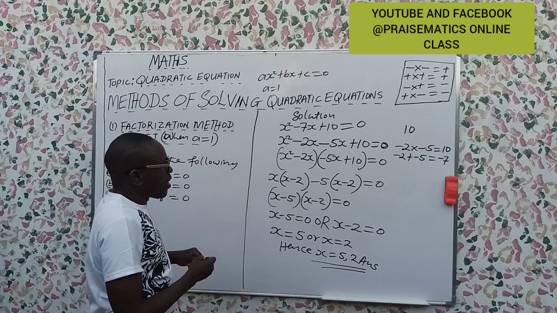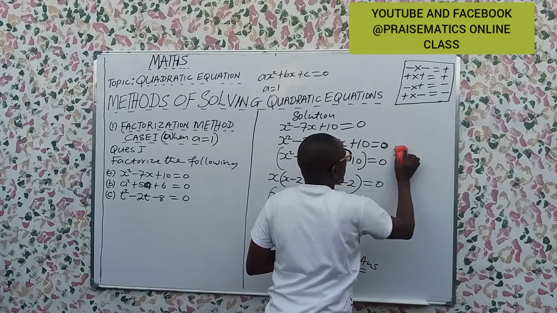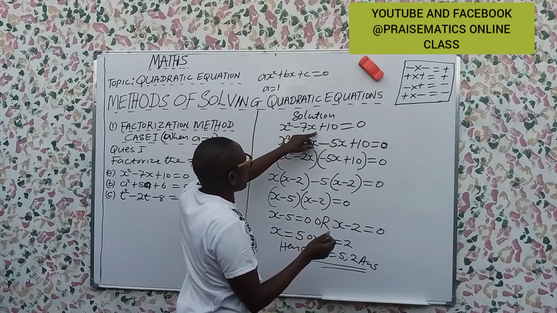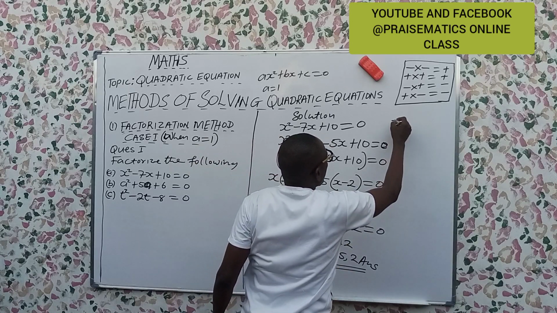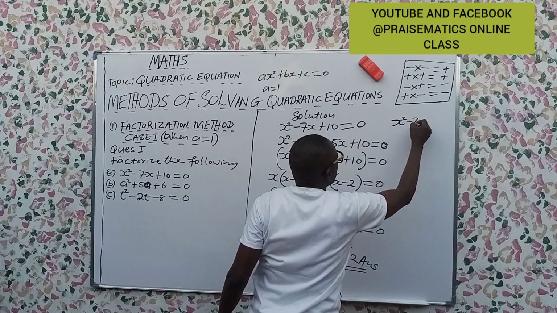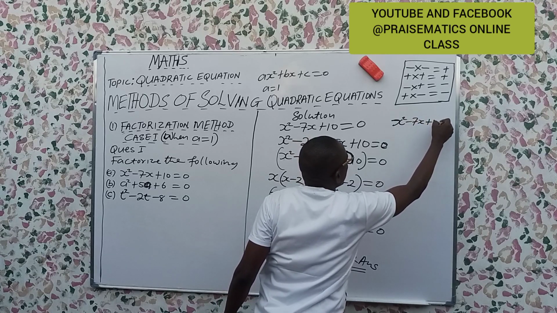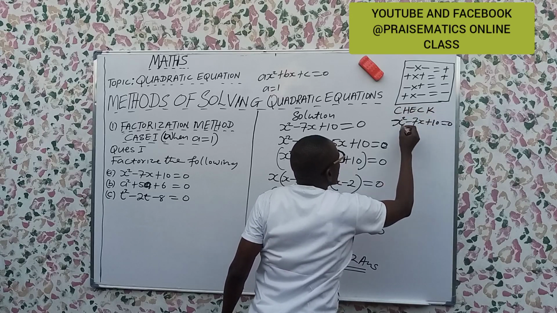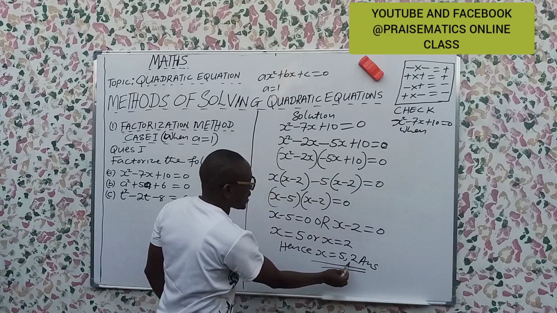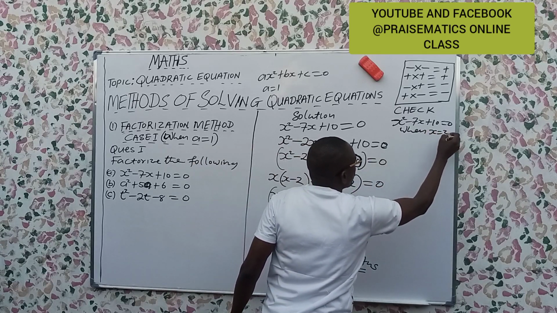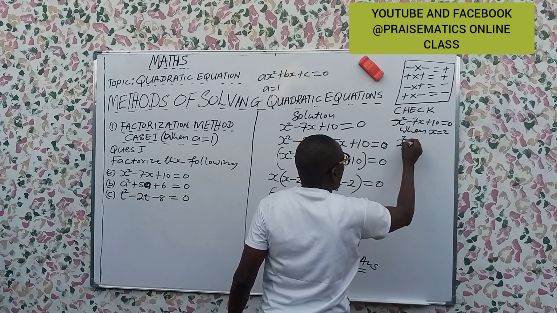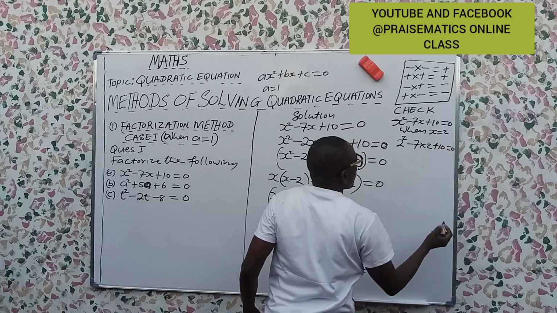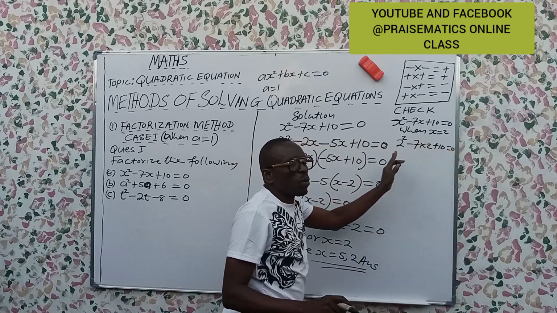That is our answer. If you want to check, you can check whether you get the same. Is it true that x squared minus 7x plus 10 is equal to 0? Now we call it check. Let's confirm it. Pick any one of them. When x is equal to 2, put 2 here. We have 2 raised to power 2 minus 7 times 2 plus 10. Is it equal to 0? Your left hand side must be equal to the right hand side.